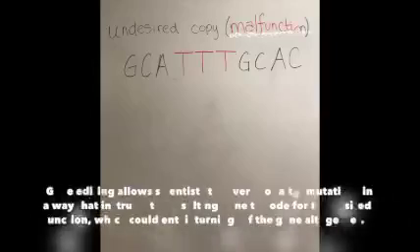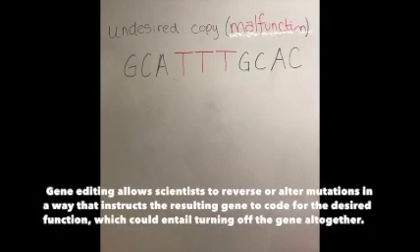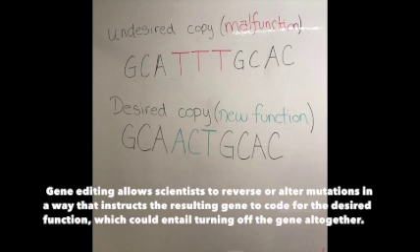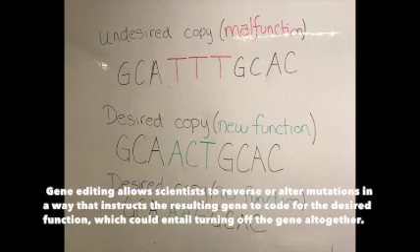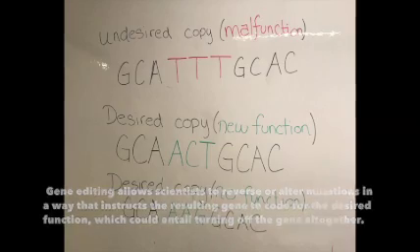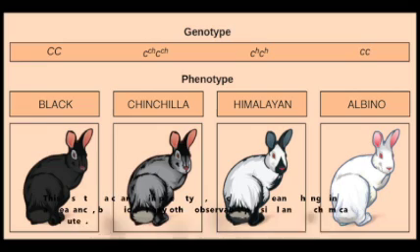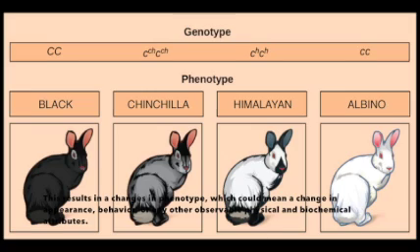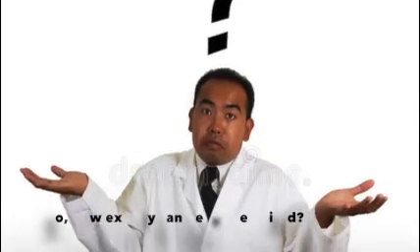Gene editing allows scientists to reverse or alter mutations in a way that instructs the resulting gene to code for the desired function, which could entail turning off the gene altogether. This results in a change of phenotype, which can mean a change in appearance, behavior, or any other observable physical and biochemical attributes. So, how exactly can genes be edited?